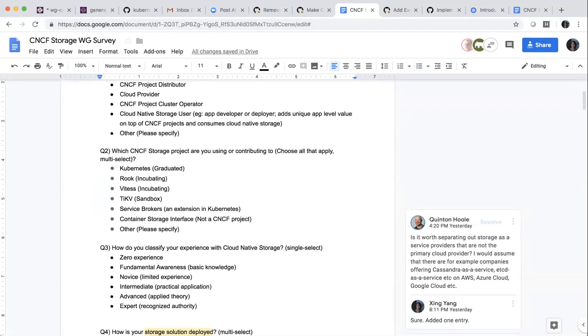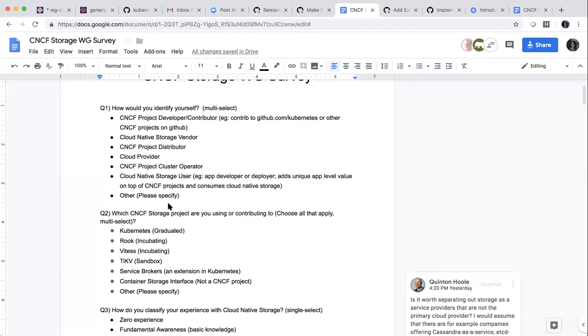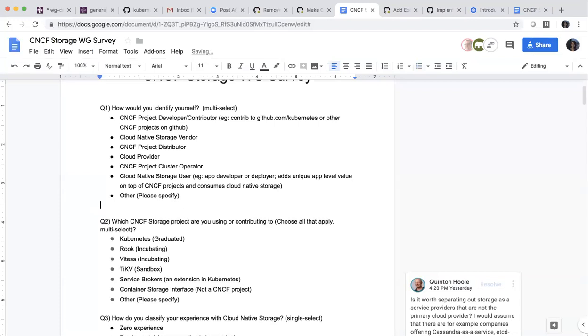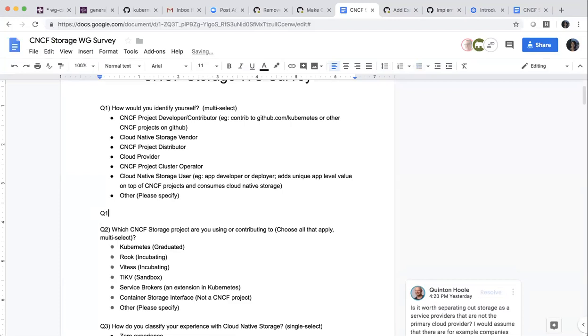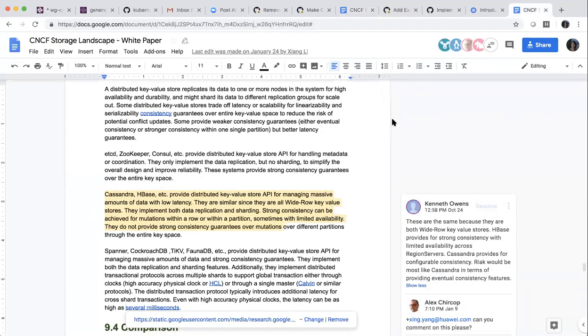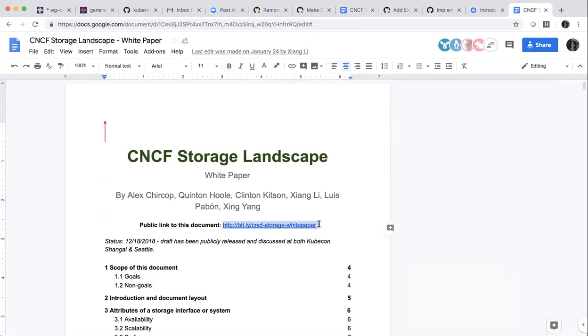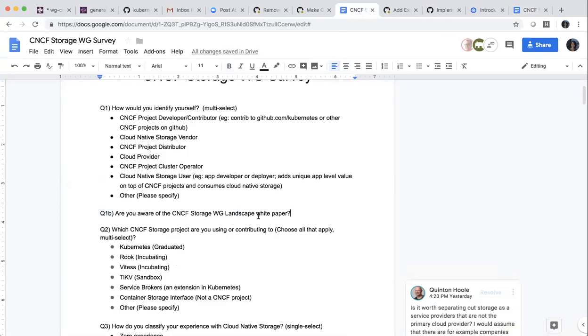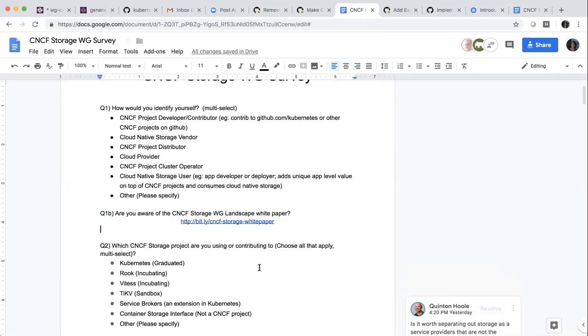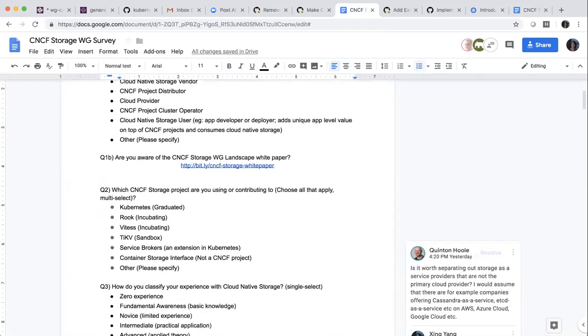Just something that occurred to me: it might be useful to have a question at the top to say, have you seen or are you aware of the white paper that we did? Because at least it might make them look at it. Yeah, sure. That's a question. Just say landscape white paper. Can include a link here. Cool.